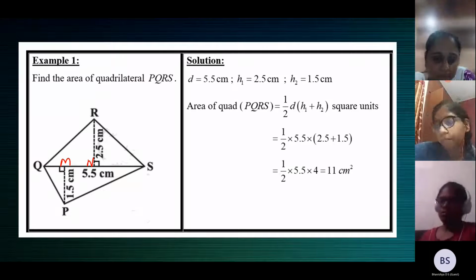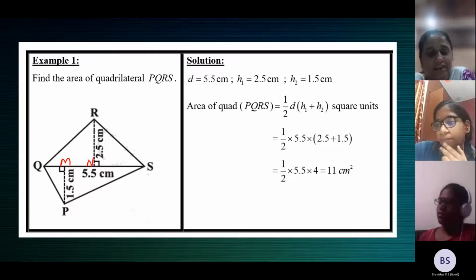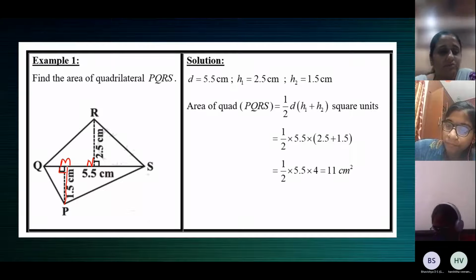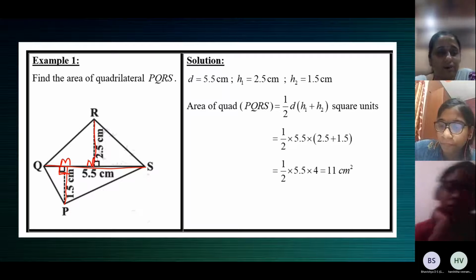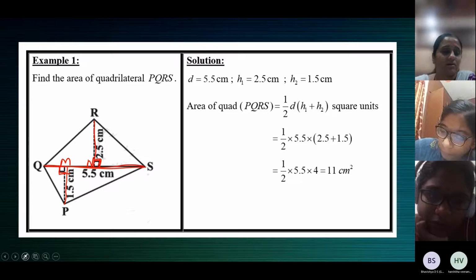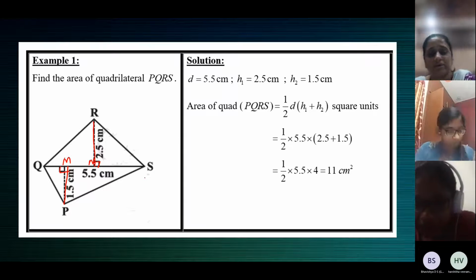PM is an altitude on the diagonal QS. See that it touches QS. It's perpendicular to QS, because it makes 90 degrees. Similarly, RN is perpendicular to the same diagonal QS. So PM and RN are perpendiculars on the same diagonal QS.